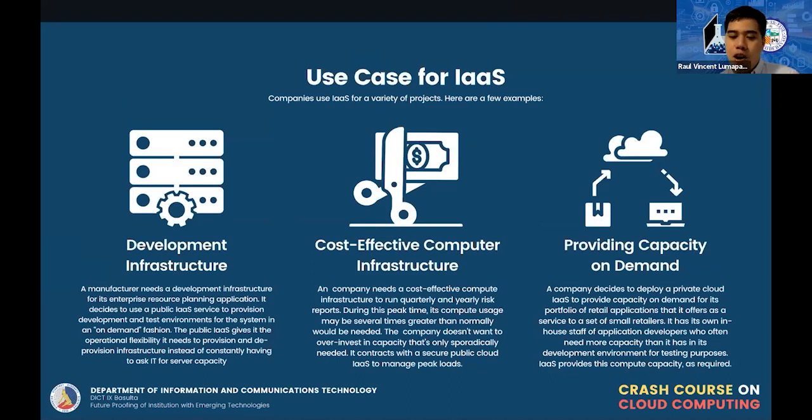So for example, you are a big organization operating a big retail business, and you have small retailers there. You can implement IaaS services so that you would be able to balance out the capacity that you would give to smaller units, in this case retailers, based on certain demands or certain factors. So that's it.